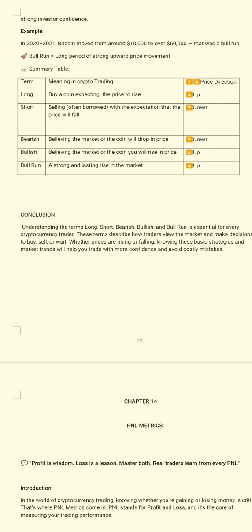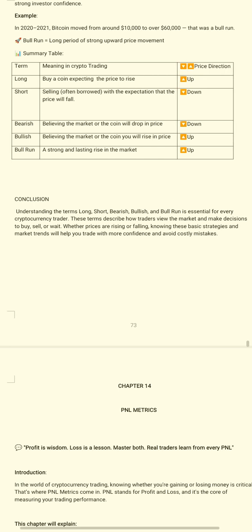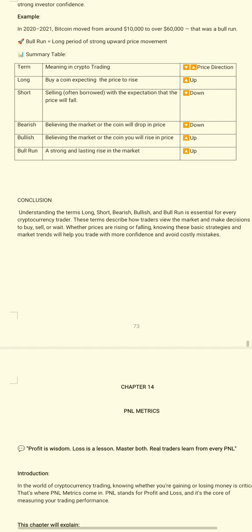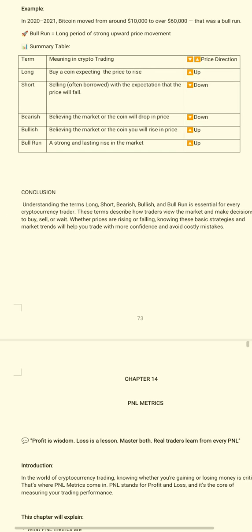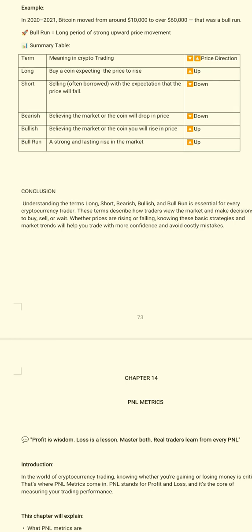So the conclusion: understanding the terms long, short, bearish, bullish, and bull run is essential for every cryptocurrency trader. These terms describe how traders view the market and make decisions, so either to buy or to sell. All these things depend on these terms.